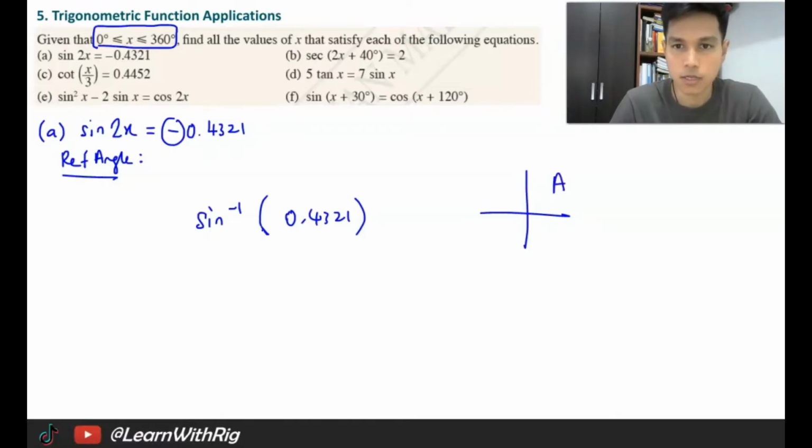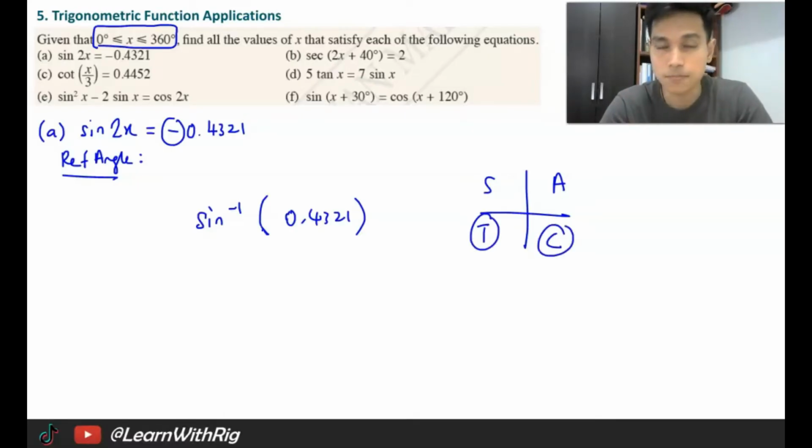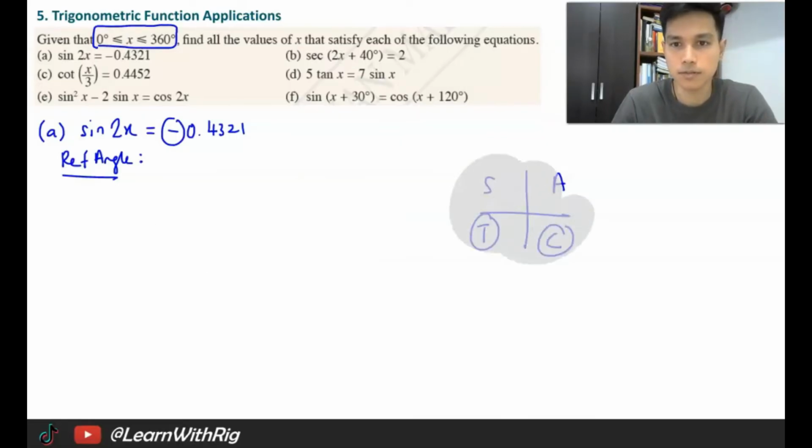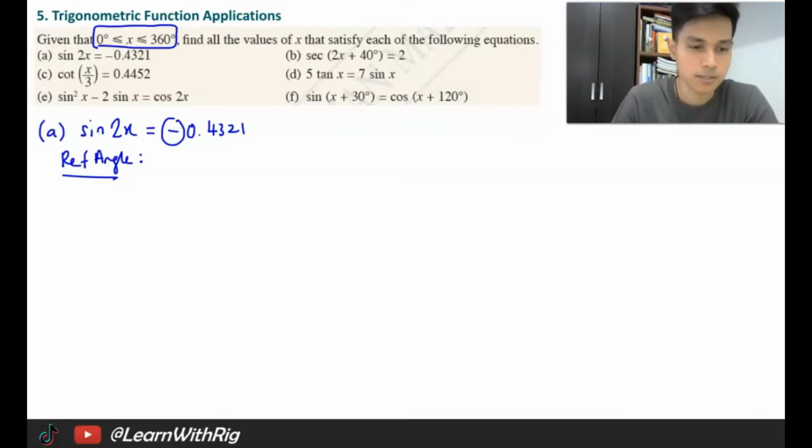Okay, so all science teachers are crazy. So the negative part of sine means quadrant 3 and quadrant 4. So that's all the negative is trying to tell me. So when I calculate here, I don't have to put a negative. I just want to find the reference angle. The negative is just to tell me which quadrant. Clear? So when you key this into your calculator, sine inverse 0.4321, you will get your answer 25.6 degree. So 25.6 degree, of course, is not the answer.